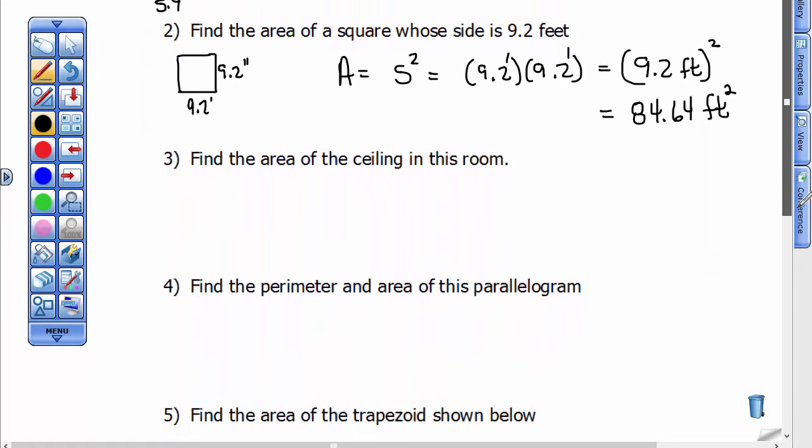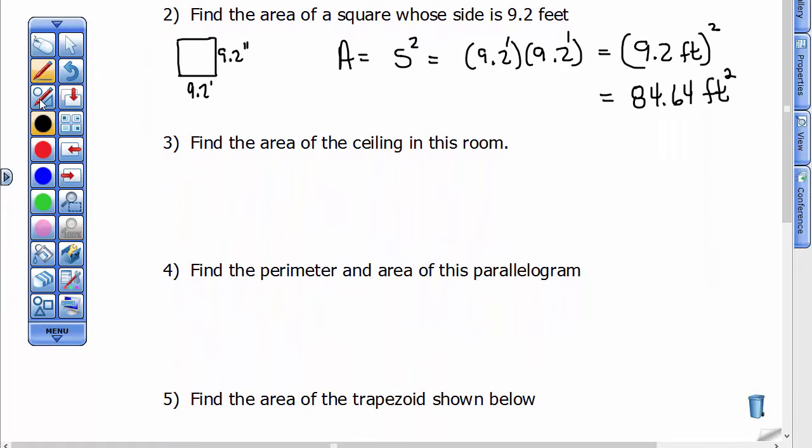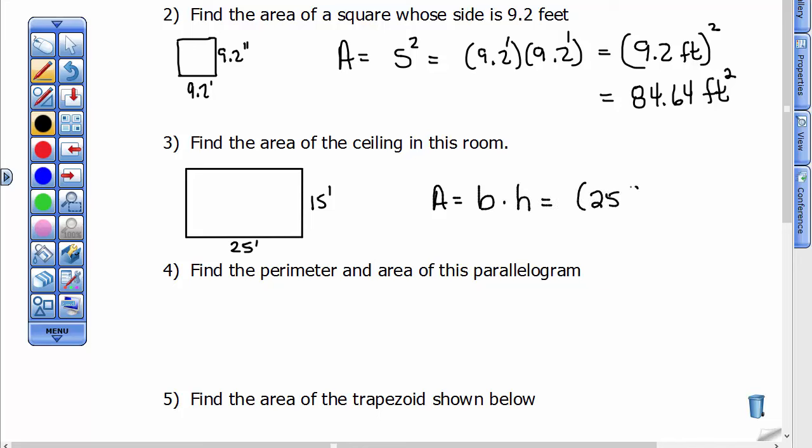Find the area of the ceiling in this room. Well, I'm just going to have to make that one up for you. So let's pretend that we're in a room that's, let's make it 15 feet by 25 feet. Maybe our purpose is to paint the ceiling. So first of all, there is our ceiling, 15 feet by 25 feet. The area of a rectangle is to take the base and multiply it by the height. So my base is the 25 feet and my height is the 15 feet.